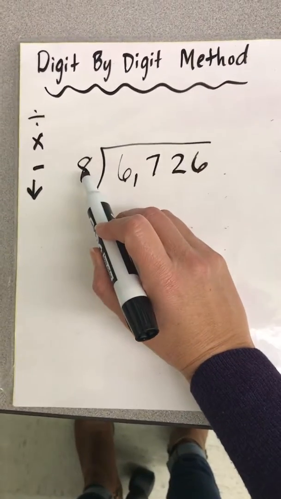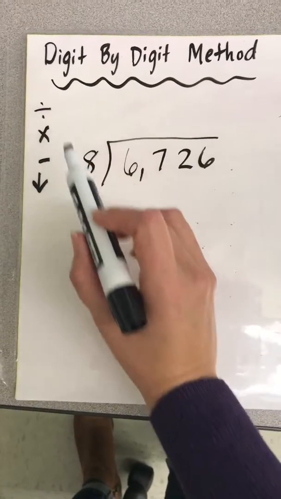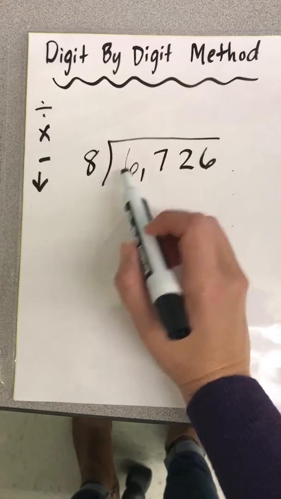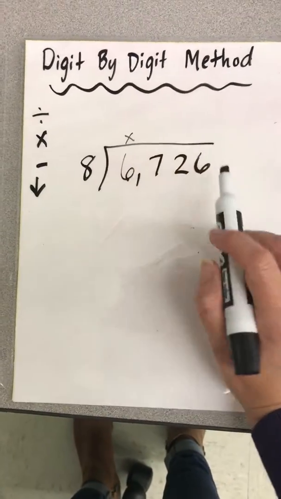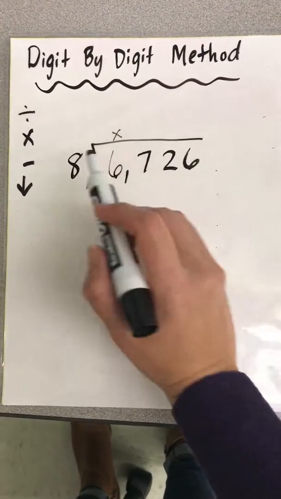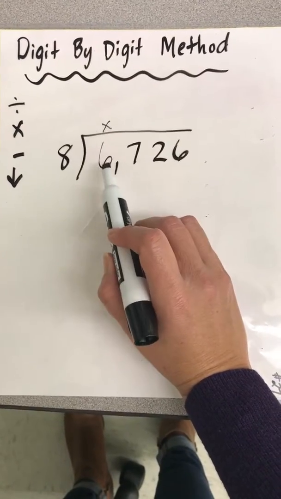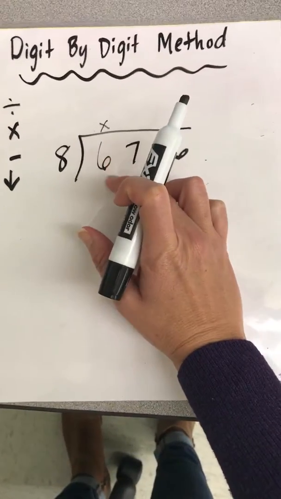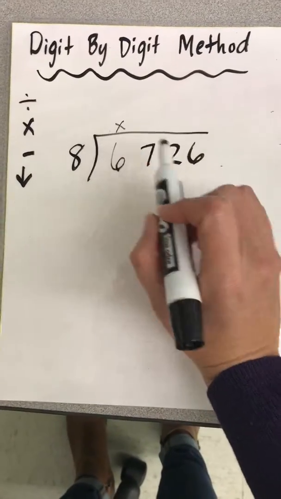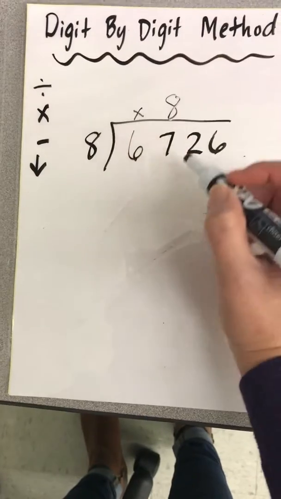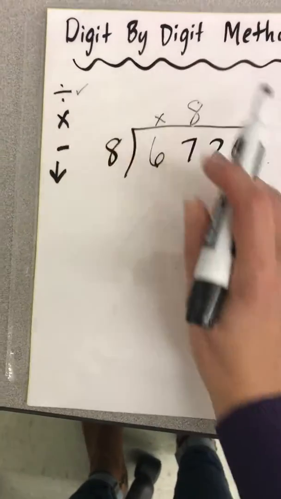So the first thing we're going to do is ask ourselves in the divide step, how many 8s can fit in that first digit 6? And we know that 8 is bigger than 6, so it can't fit. So I just like to put a little X there. So instead of thinking about how many 8s can fit into the 6, let's ask how many 8s can fit into 67. We're just going to ignore this comma right now and ignore the 2 and the 6 right now. So I know that 8 8s can fit into 67, and that's the divide step.